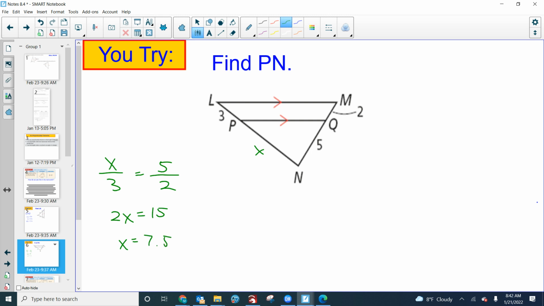How many of you just multiplied both sides by 3? Awesome. Because x is on the top, times 3 would cancel. Times 3, you'll get 15 halves, which is 7.5. So PN is 7.5. Questions on that?